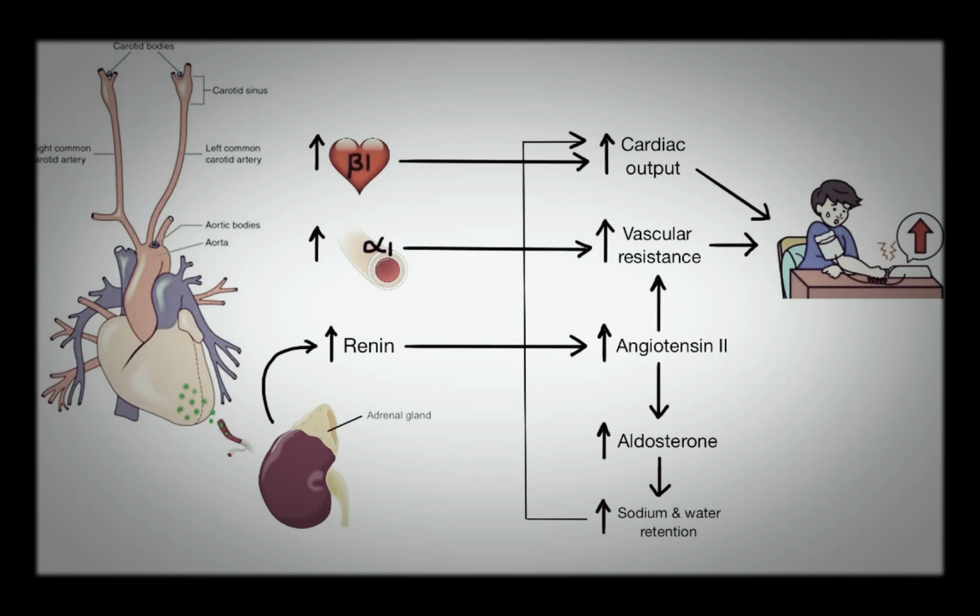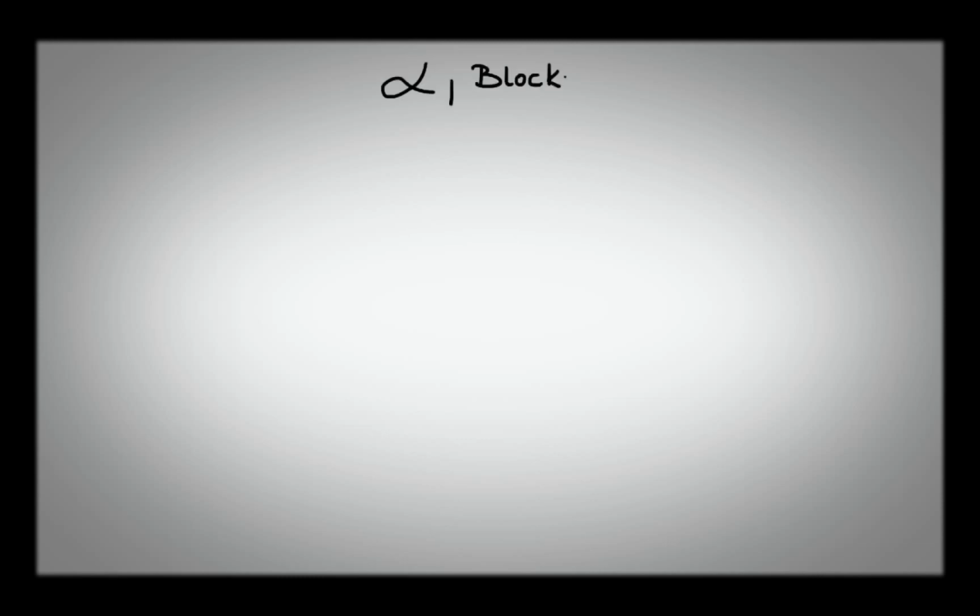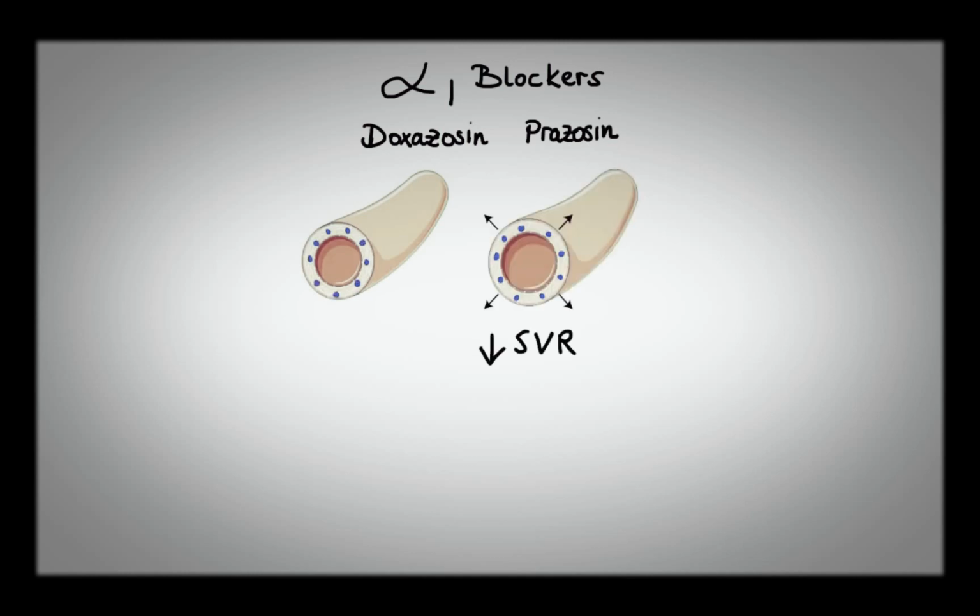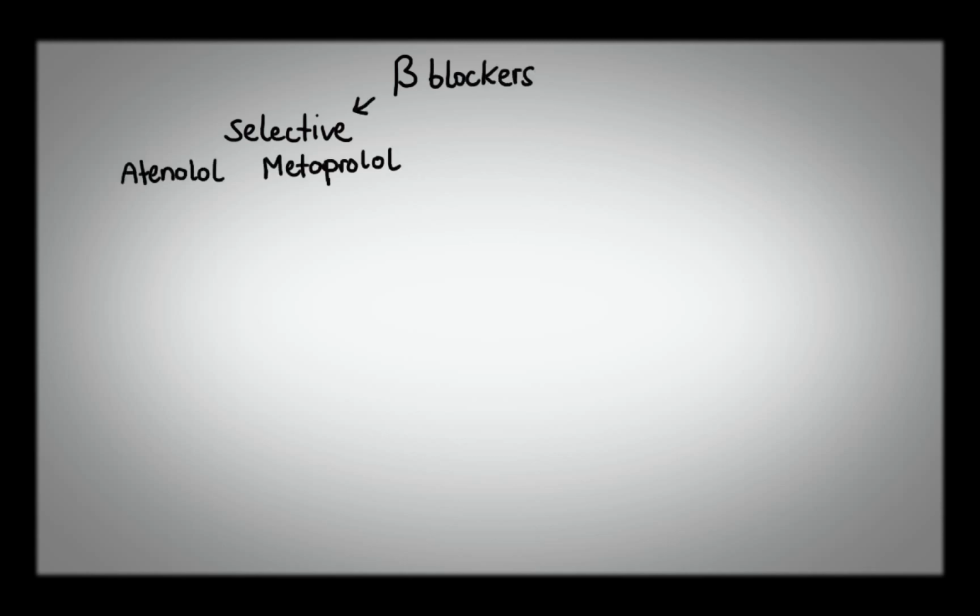Now let's switch gears and let's talk about antihypertensive agents. So there are several major classes of antihypertensive drugs which work by interrupting different parts of this blood pressure regulating system. First, we have alpha-1 blockers, such as doxazosin and prazosin, which block alpha-1 receptors on the smooth muscle, thus causing decrease in systemic vascular resistance and ultimately decrease in blood pressure. Next, we have selective beta blockers, such as atenolol and metoprolol, which selectively block beta 1 receptors on the heart, thus causing decrease in cardiac output and thereby decrease in blood pressure.